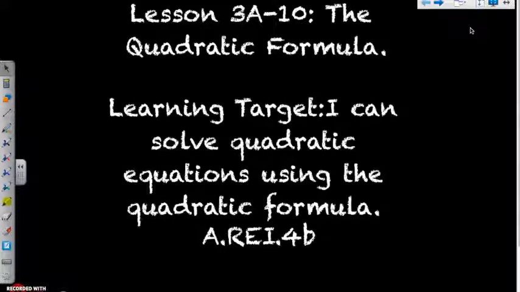So we've used a couple different methods of solving quadratic equations so far. We've talked about completing the square and solving by factoring. Now, each of those can be very useful, but there are times where we have a quadratic equation that's not necessarily the easiest thing to factor or to complete the square on. And for those types of problems, we're going to use the quadratic formula.